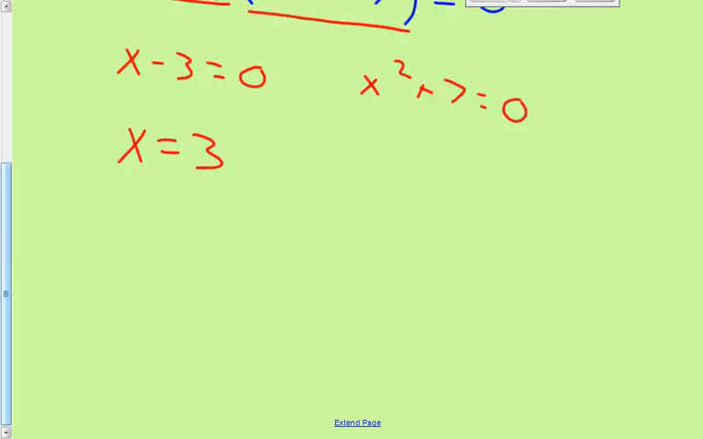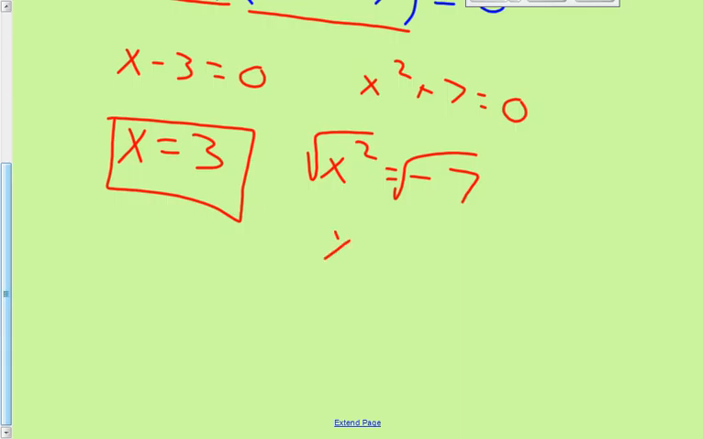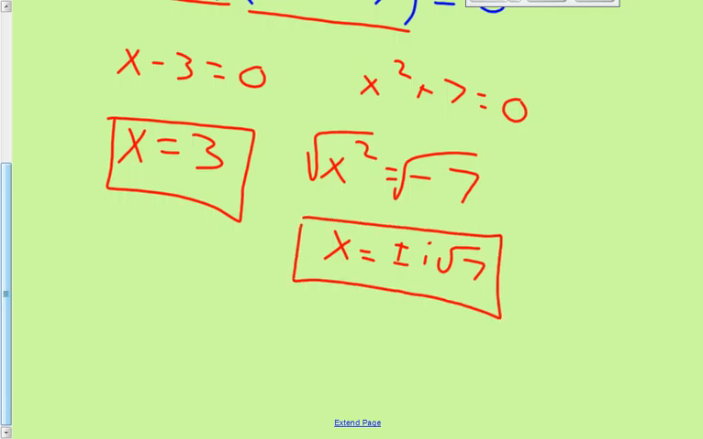x equals a positive 3. There's one of them. x squared equals a negative 7. So when we square root both sides, x equals plus and minus i square root 7. We can't reduce the square root of 7, but we can take out this negative 1 because the square root of a negative 1 is an i. So there's our 3 answers, x equals 3 and x equals plus and minus i square root 7.